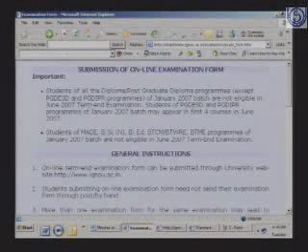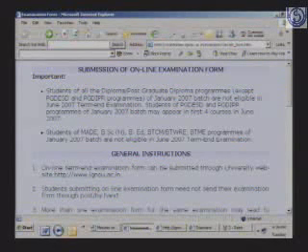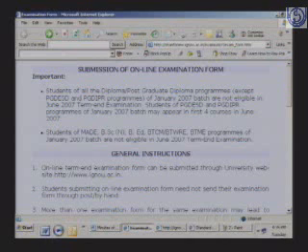This is the second page, where the instructions for filling up the examination form are written in detail, and just beneath the page, which is not visible here, there will be another button which you have to click for the exam form. May I have the next slide please?